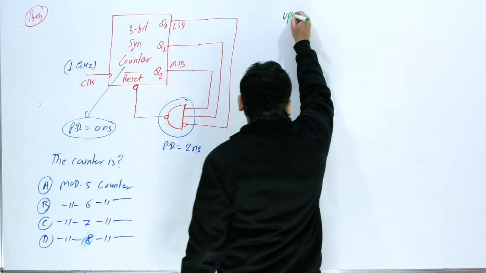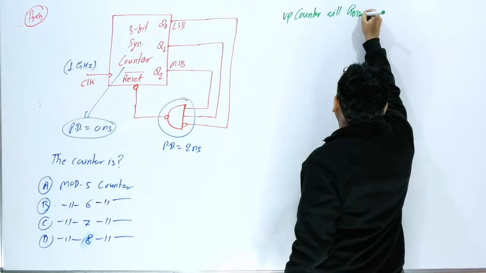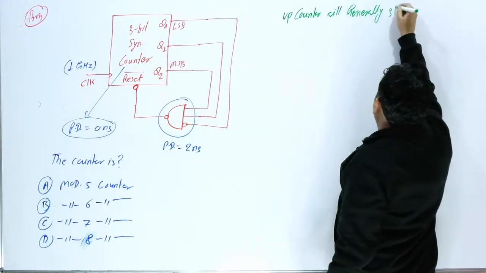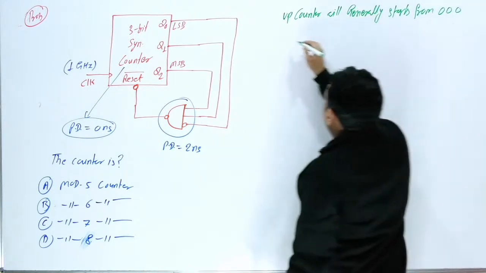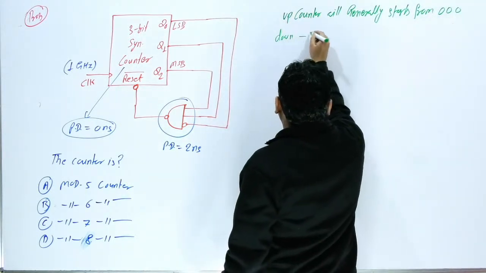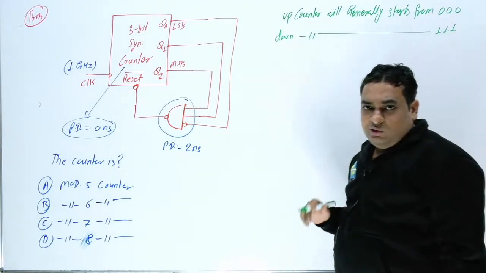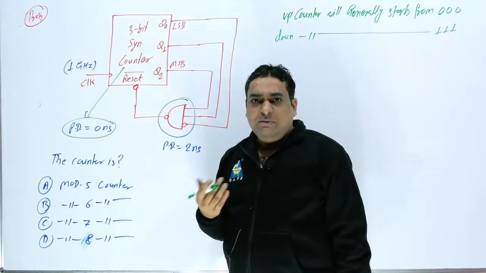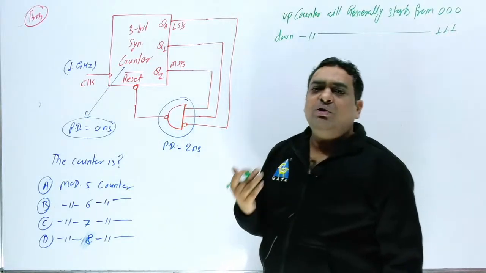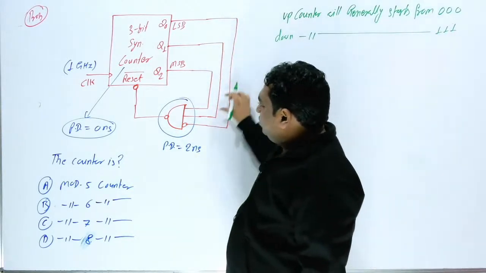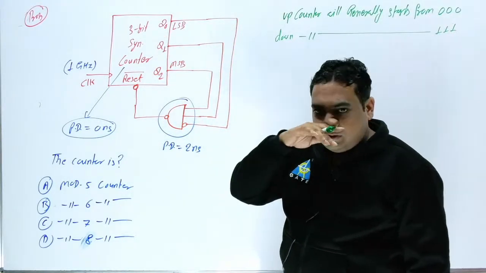An up counter generally starts from 0 0 0, and similarly a down counter generally starts from 1 1 1. So if you want to restart at any point, if this is not a complete counter, if this is a mod-n counter and n is not exactly 2 raised to power n, then what do you have to do? You have to do clear or reset, or you have to do preset or set.